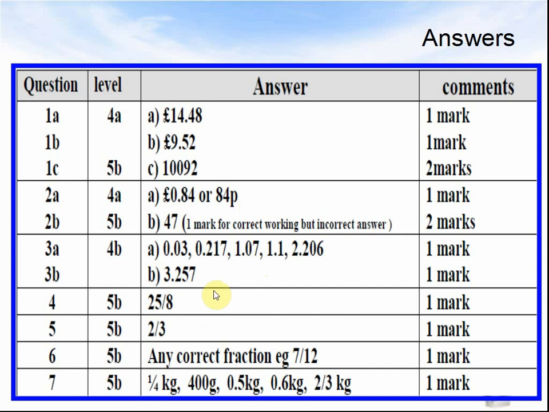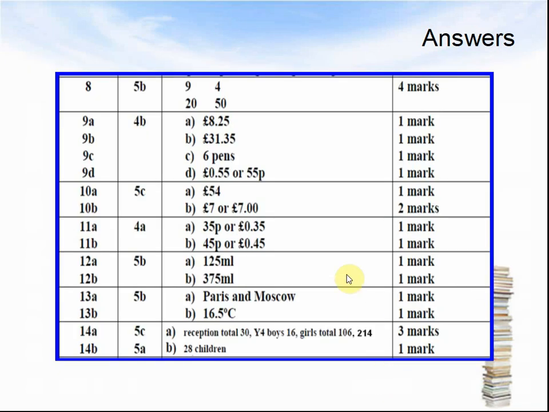4. 25 over 8. 5. 2/3. Any correct fraction is 6, such as 7/12. 7. 1/4 kilogram. 400 grams. 0.5 kilograms. 0.6 kilograms. 2/3 of a kilogram. 8 is 9/4, 20/50.